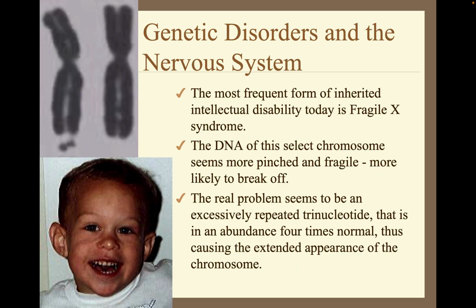The most frequent form of inherited intellectual disability today is Fragile X syndrome. The DNA of this select chromosome seems more pinched and fragile, more likely to break off. And there it is right there. That is the chunk that's about to break off. The real problem seems to be an excessively repeated trinucleotide that is in an abundance 4 times normal, thus causing the extended appearance of the chromosome. And you can see it right there. This is a female.